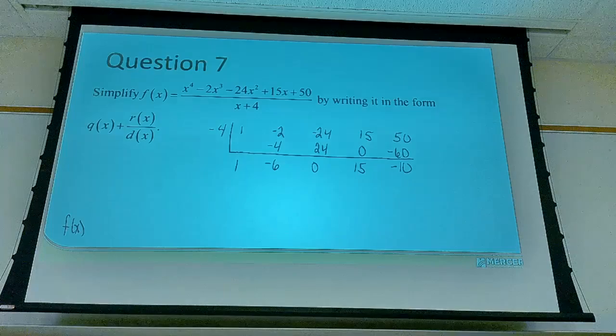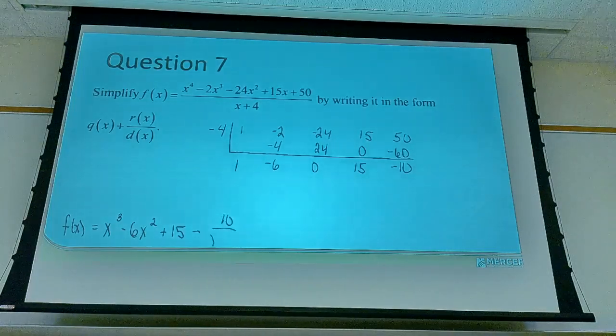So we can rewrite f of x. What is the degree going to be of the quotient? 3. X cubed minus 6x squared plus 0x plus 15, then minus 10 over x plus 4.